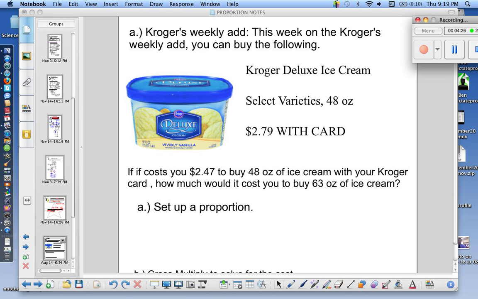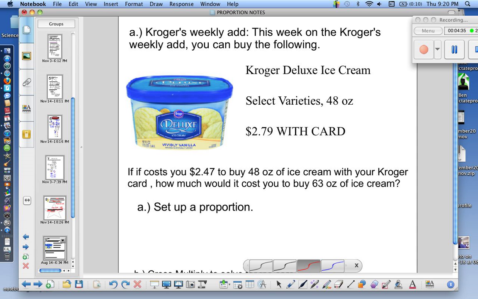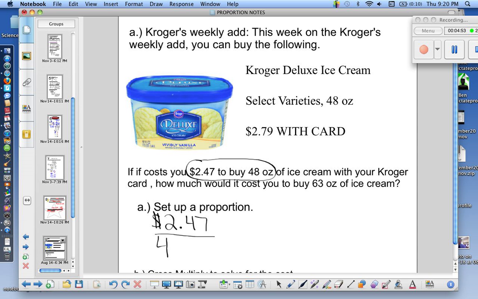Read the question. It says, if it costs you $2.47 to buy 48 ounces. So let's circle that: $2.47 to buy 48 ounces. So I'm going to set up my ratio or my fraction. And don't forget to label your units or it's going to get really confusing. So we've got $2.47 and we're comparing it to 48 ounces.